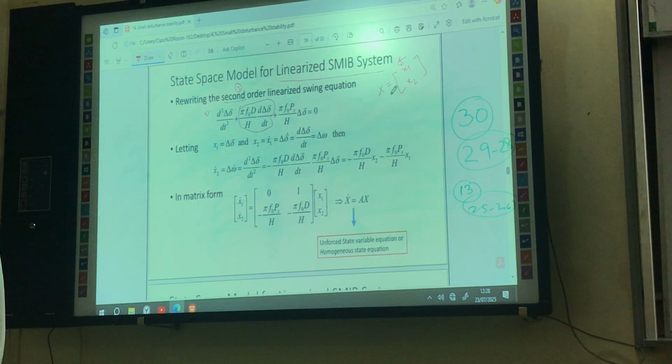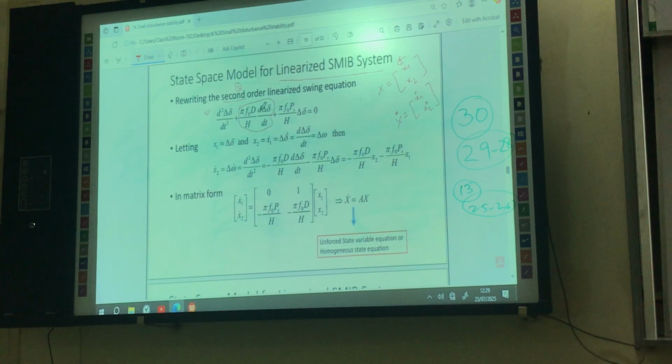This will be your x. And what will be your x dot? It will be simply x1 dot, x2 dot, that is dx1 over dt and dx2 over dt. Now we have to find out what x1 and x2 are. We have to look at the d over dt term. So this is one d over dt term. What will be the state variable from here? It will be delta delta, right? So our x1 is delta delta. Okay. Have you understood this thing?